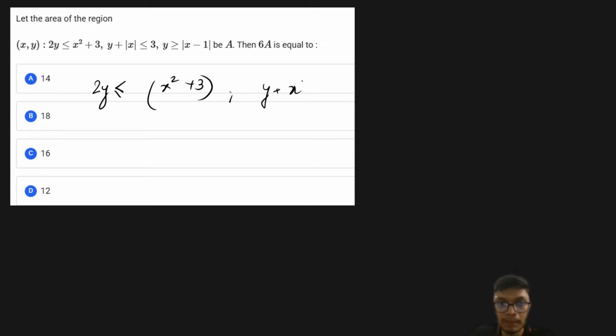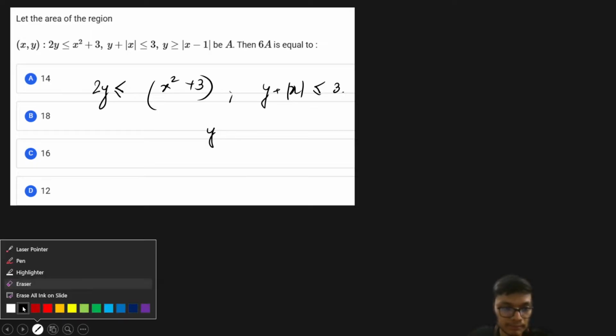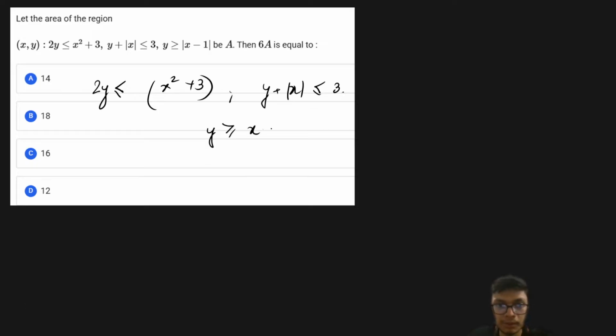And then y plus mod of x is less than or equal to 3, and similarly y is greater than or equal to x mod of x minus 1, and therefore we have the area of this particular region given as A. So we have to ultimately find the area of the region. So first of all, let us see how we plot the region, because we have three given inequalities, and from these three inequalities we have to plot the graph and then calculate the area.